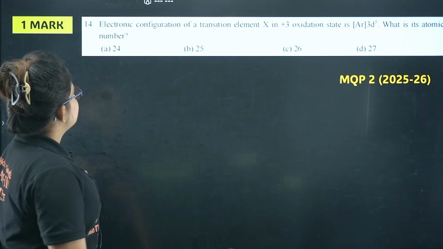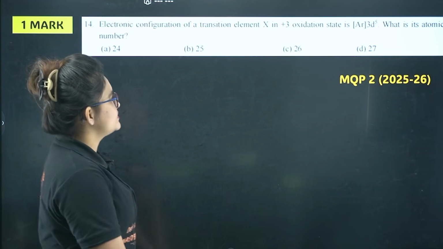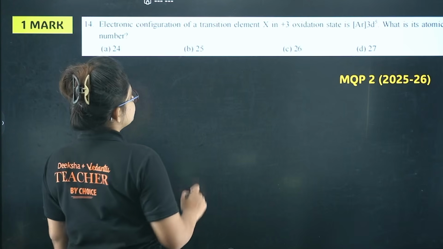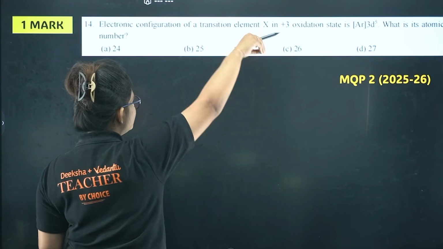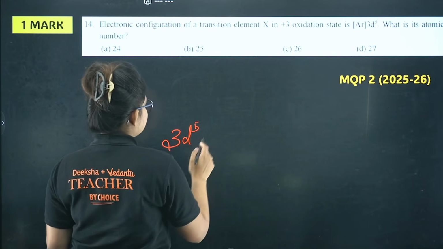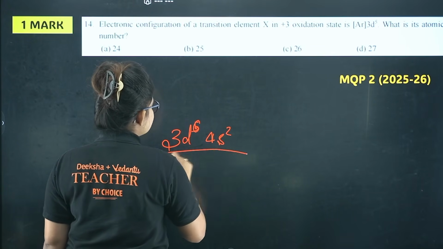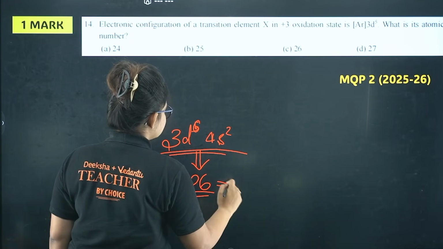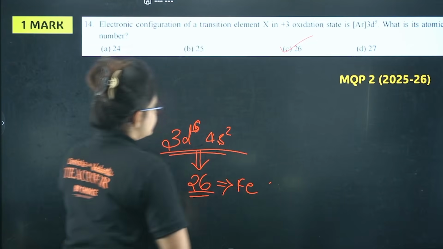Let's proceed. The transition metal X in +3 oxidation state has electronic configuration 3d5. Then what is the atomic number? So if it is 3d5, then if you include 3 more electrons, it will be 3d6 4s2. So 3d6 4s2 represents 26, that is nothing but iron. Right? So option C is the correct one.